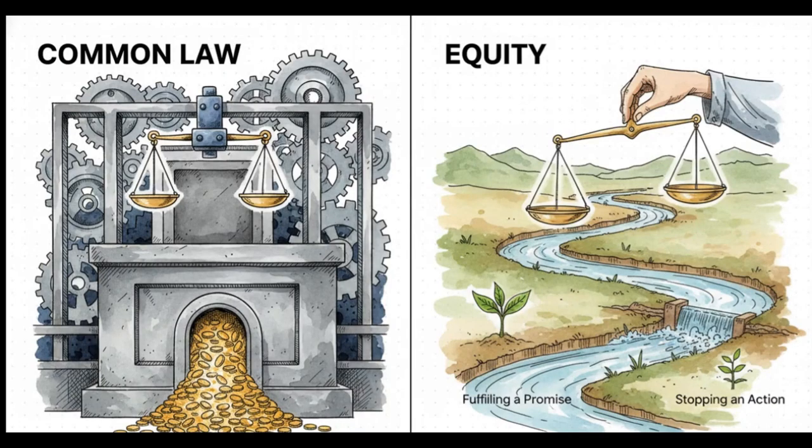Okay, think of it this way. The common law, it's like a machine. It follows a very strict set of rules, and if you win your case, it really only spits out one thing, money. But equity is more like a master craftsman. It's flexible. It can create custom-made solutions, like forcing someone to actually follow through on a contract or ordering them to tear down a wall.